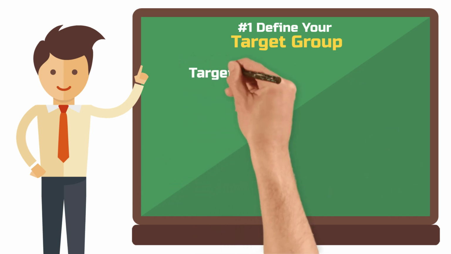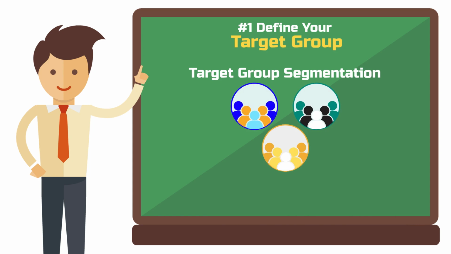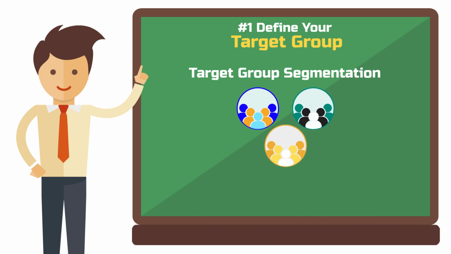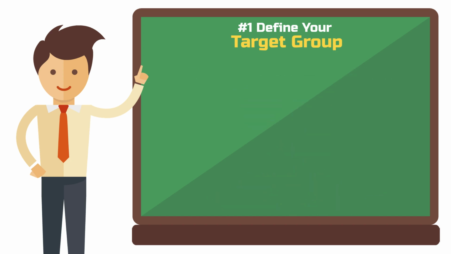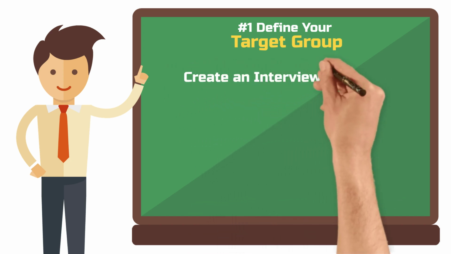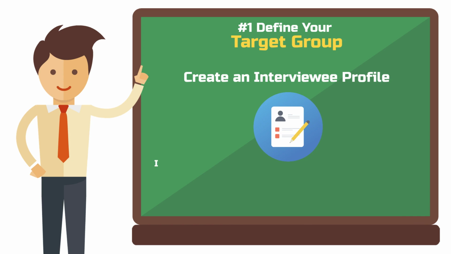It can also be helpful to segment your target group into smaller, more specific subgroups. For example, if your research focuses on sustainability, you could divide your interviewees into categories such as students in environmental sciences and consumers of organic products. Creating a detailed interviewee profile is another important step.